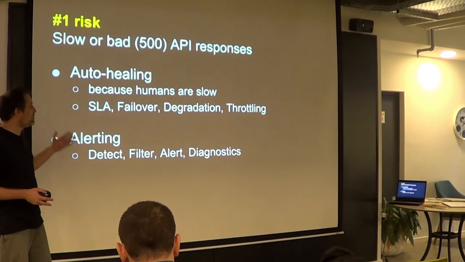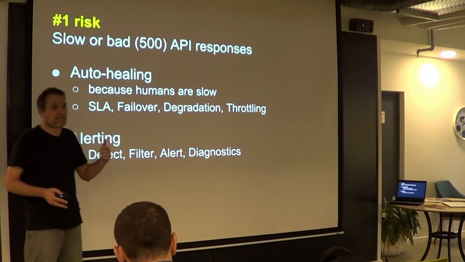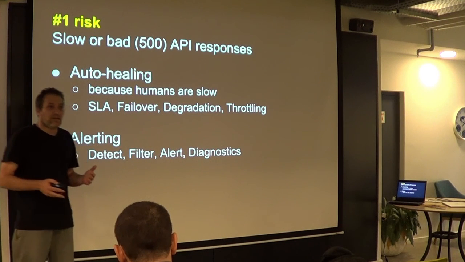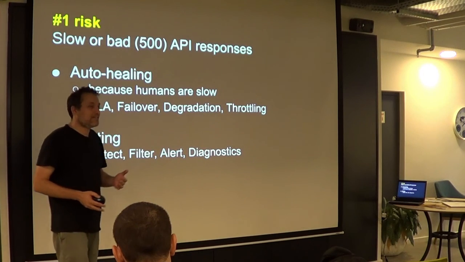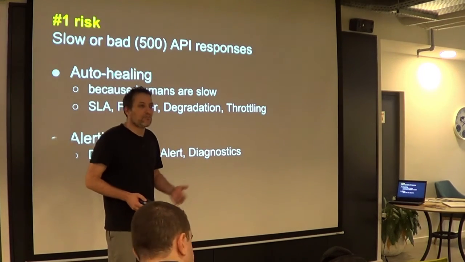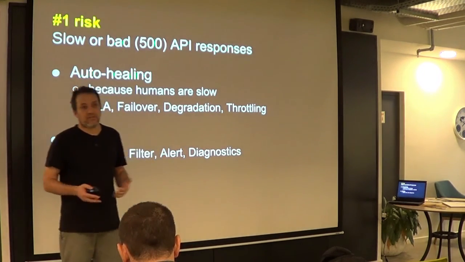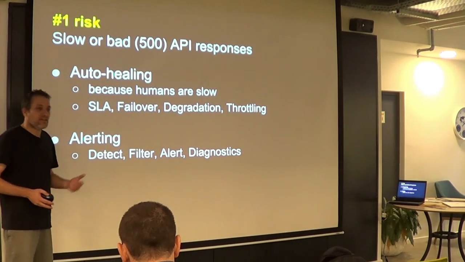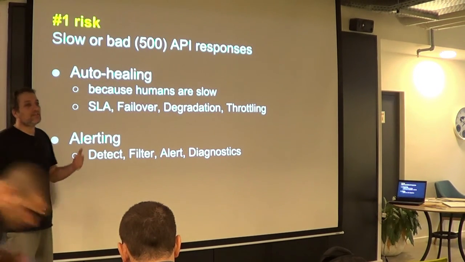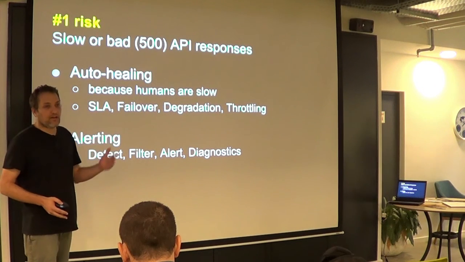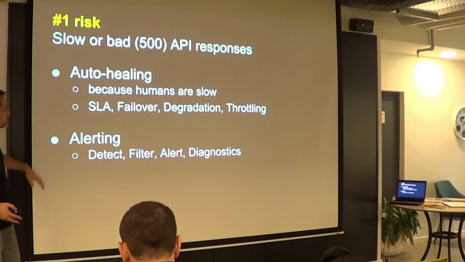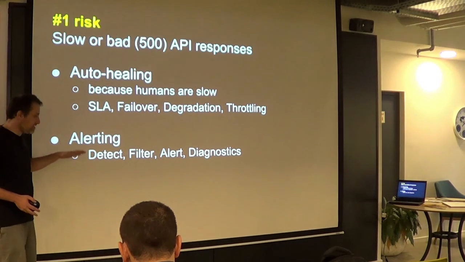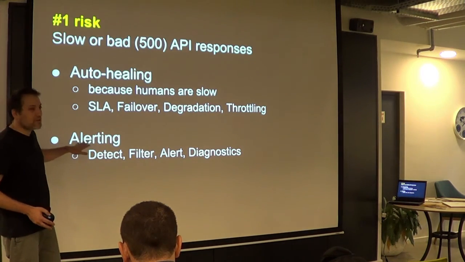And there are two ways to approach it. The first one is to fix things automatically, okay? Because we as humans are too slow. It takes at least, let's say, 10 minutes, 15 minutes for an alert to propagate, and then understanding what the problem was takes even more time. And so you need the system to react by itself. So we'll go over a few basic monitoring patterns, and then for the rest of this talk, we'll talk about how to do alerting. Okay.